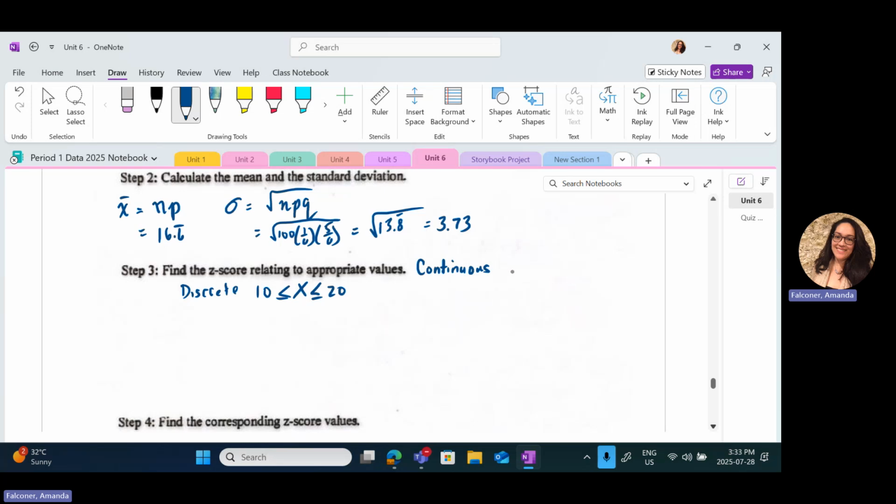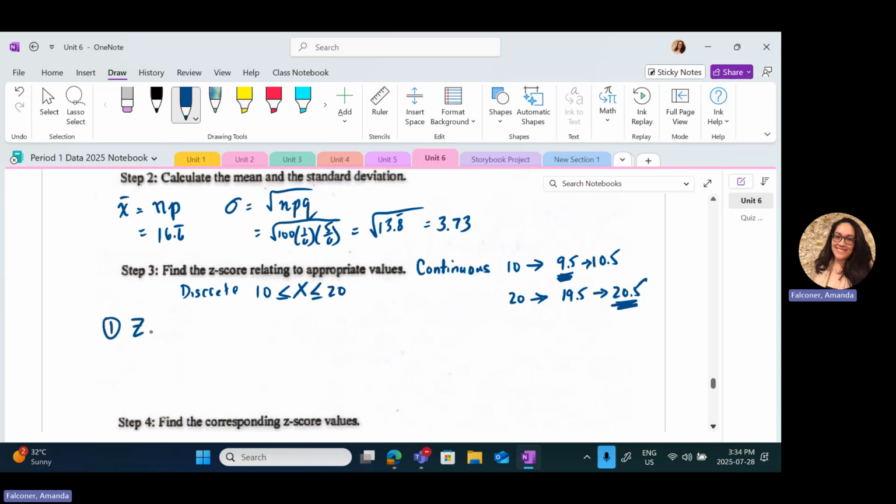But now 10 isn't 10, but is 9.5 to 10.5. If we want to include 10, we've got to choose the lower boundary of what 10 represents. And then 20, in the discrete world of things, becomes 19.5 to 20.5. Since we want to include 20, we're going with the upper boundary of that little range. So when it comes to coming up with z-scores and finding their percentiles, because we're looking for likelihoods of occurrence here, I need to come up with 2 z-scores.